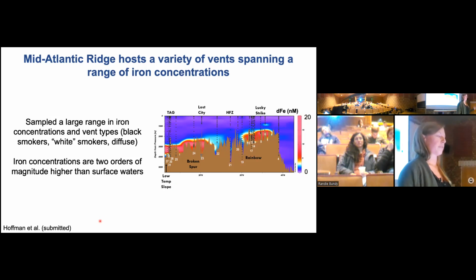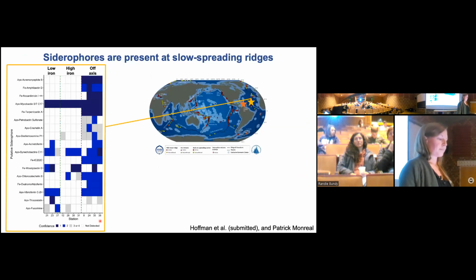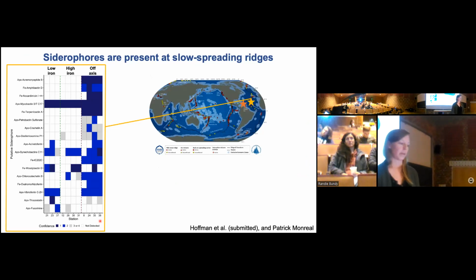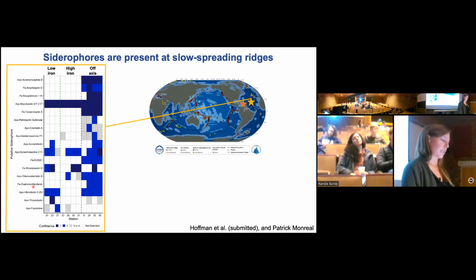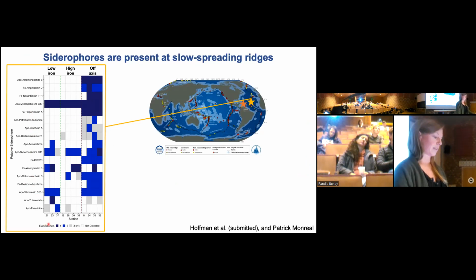So this was kind of a broader range of iron and also vent geologies, from a rainbow type black smoker vent and then this lost city type vent. And so we also saw a lot of siderophores here as well. In this particular case, I'm showing now the siderophore as rows on the y-axis, and then our different stations where we have siderophore samples on the x-axis in the columns.